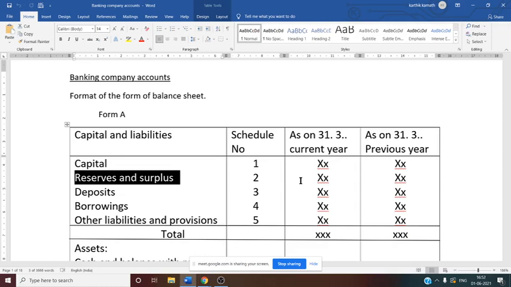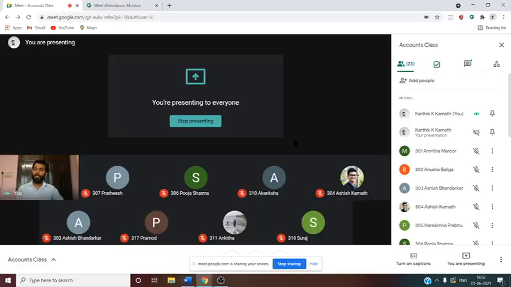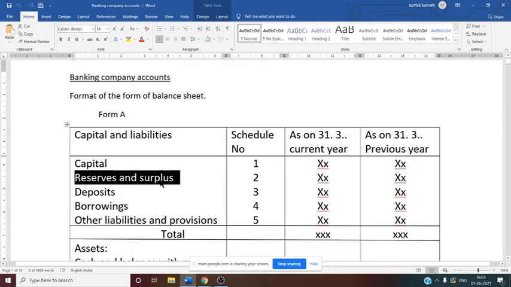Then comes security premium. If shares are issued at a premium, that is, more than the face value, the premium amount you can also show under reserves and surplus. So reserves and surplus contains various parts: one is statutory reserve, one is capital reserve, and one more is security premium. Then one more item you can consider here is revenue and other reserves, if there are any additional revenues. Again, opening balance, addition during the year and deductions during the year.